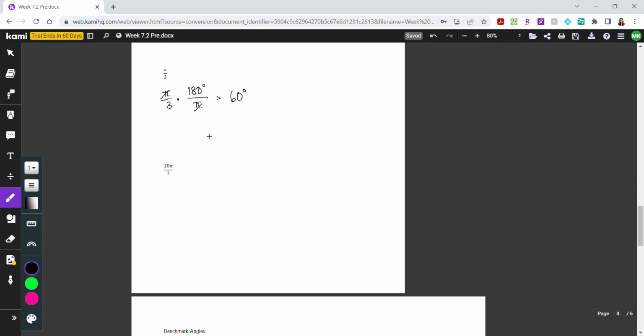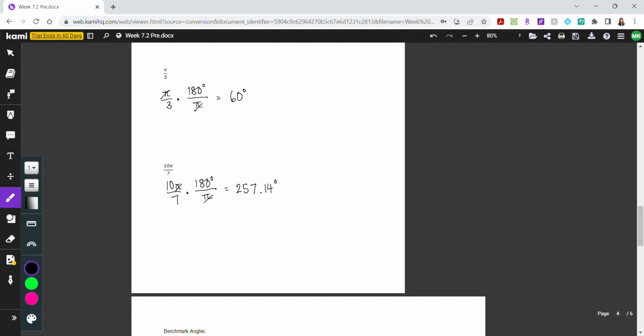And then this one, 10 pi over 7 times 180 degrees over pi. These cancel out. Now, let's see, 10 times 180 will give us 1800 divided by 7, which would finally give us 257.14 degrees. All right, and that's how you convert your angles from radians to degrees and vice versa.